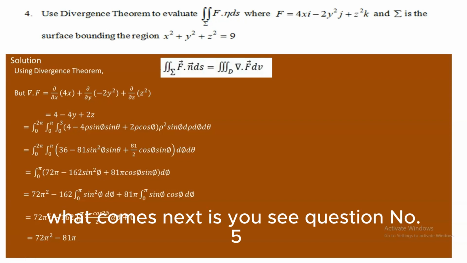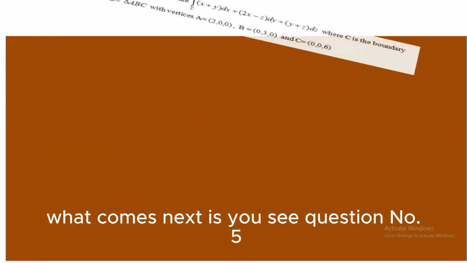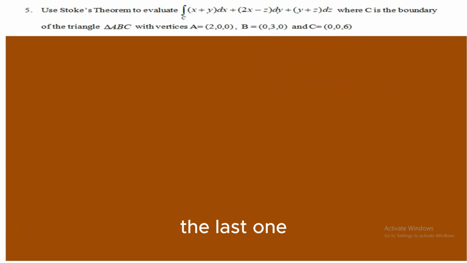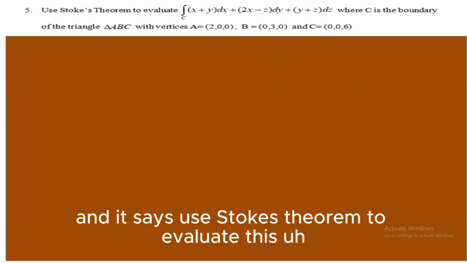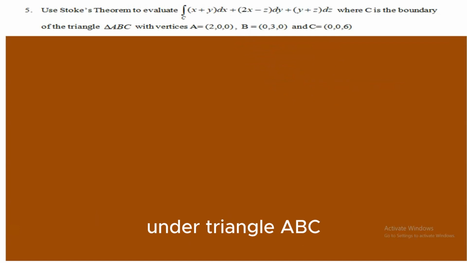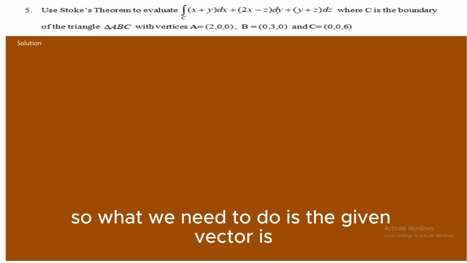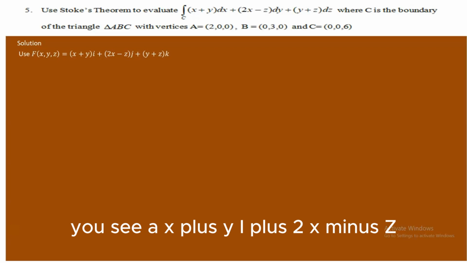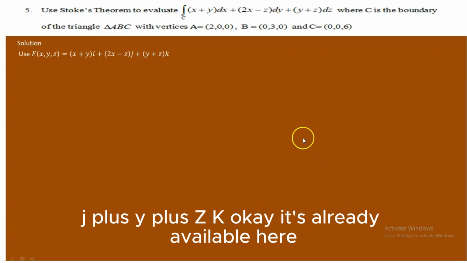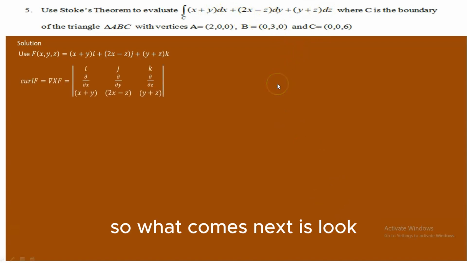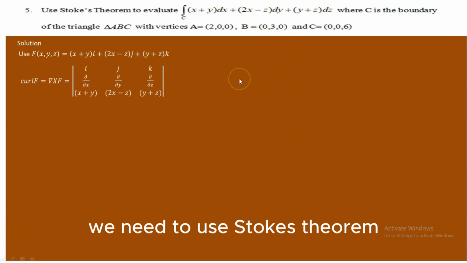Now, after this, what comes next is question number 5, the last one, and it says use Stokes theorem to evaluate this under a triangle ABC with vertices A, B, C as it has been given. So what we need to do is, the given vector is x plus y i plus 2x minus z j plus y plus z k. Okay, it's already available here. So what comes next is, look, we need to use Stokes theorem.